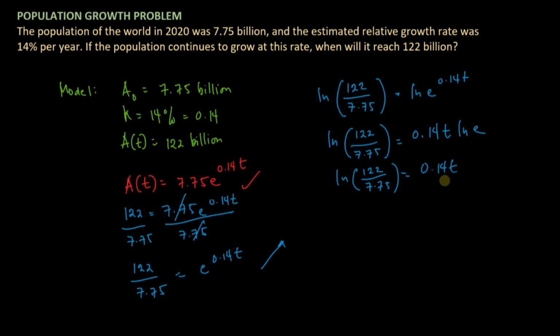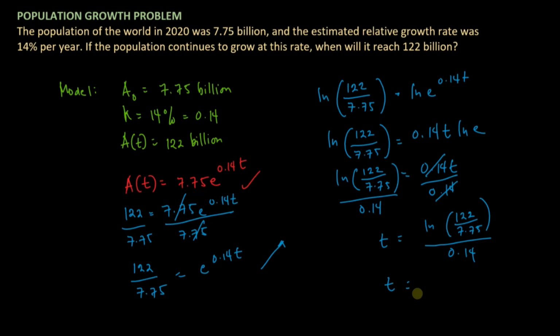So to solve for t, divide both sides by 0.14. Okay, so cancel. Therefore, t is equal to ln of 122 over 7.75 all over 0.14. So just input this in your calculator. It will give you 19.69. So the unit is years. Okay, so this means that after 19.69 years, the population will be 122 billion.